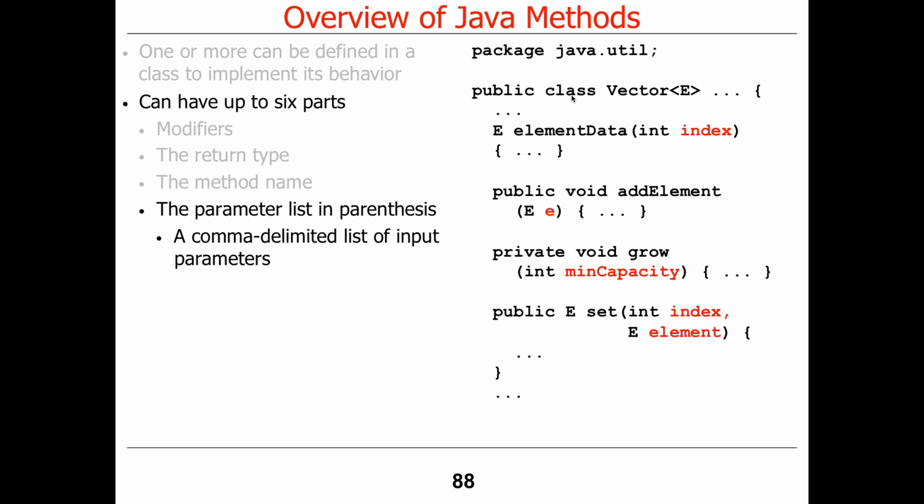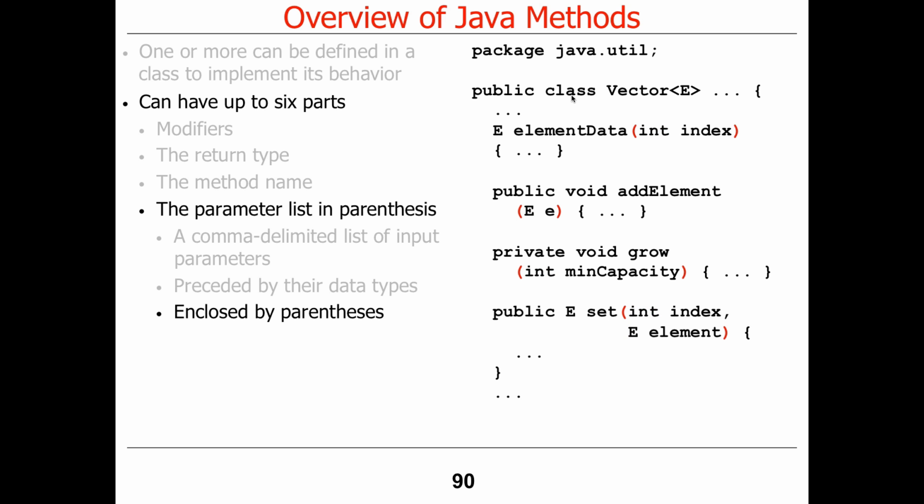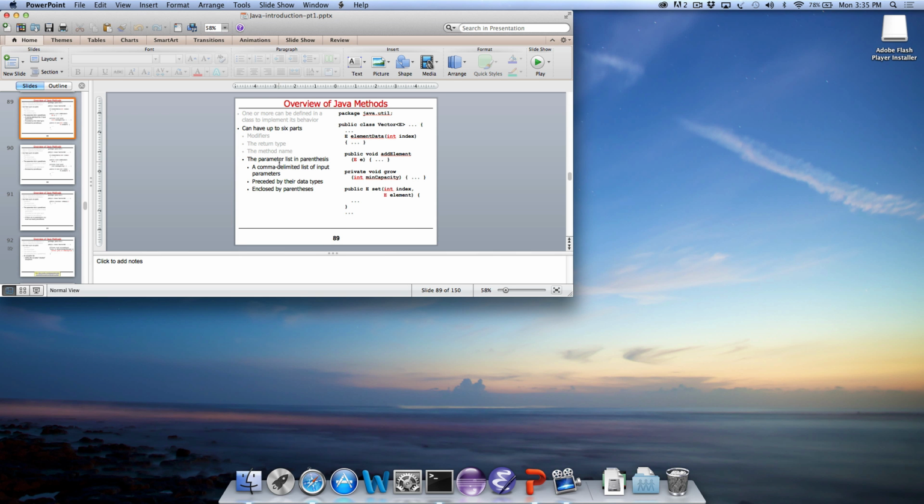You, of course, have the method name. You have a parameter list that goes in parentheses. And it's basically a comma delimited list of input parameters. So you can see we can have more than one. We'll also see we can have 0. They're preceded by their data types. And they're also enclosed by parentheses.